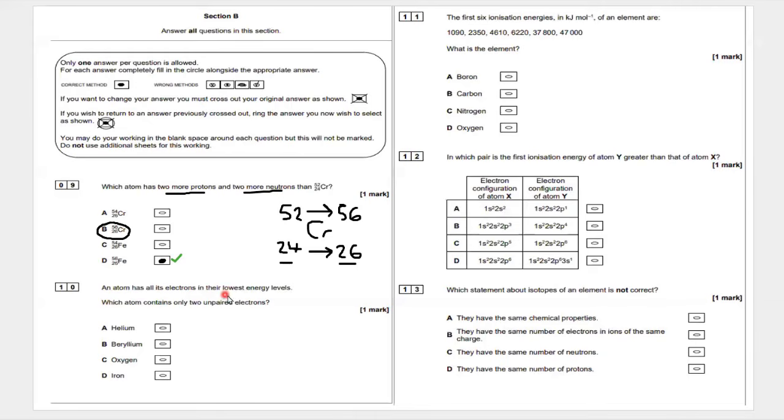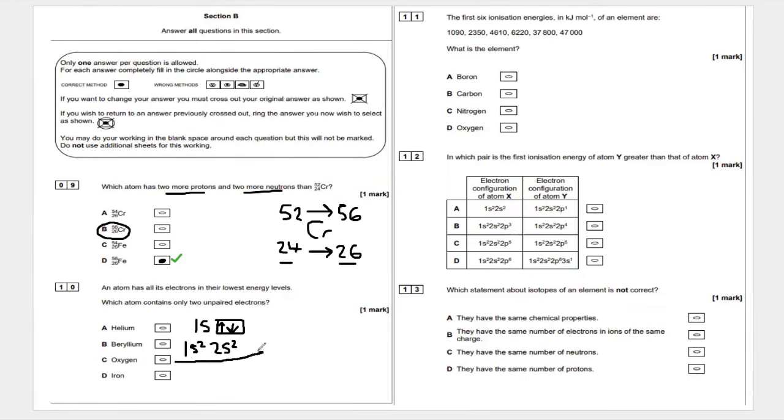Right, let's look at question 10. An atom has all its electrons in the lowest energy levels. Which atom contains only 2 unpaired electrons? Well, if we look at helium, it's got the 1s. And of course, if we draw the little box orbital, helium has only 2 electrons, and they're neatly paired together in the same 1s orbital. Beryllium, 1s2, so we've got the same situation that we have above with helium. And then, of course, we have 2s2, so the same situation again. It doesn't have any unpaired electrons in those orbitals.